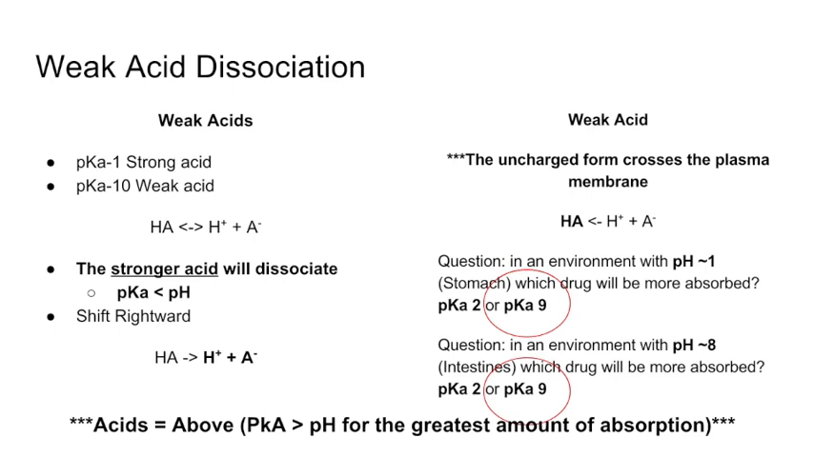The higher the pKa, the better it is at being in its non-dissociated form. So for question 1, if you have a pH of 1, obviously you want the pKa of 9, the weaker acid. If the environment is 8, you still want the pKa to be higher. The higher the pKa, the better. Just as a little memory hook, for the greatest amount of absorption you want the pKa greater than the pH. Just remember acids above, and later it'll be bases below.